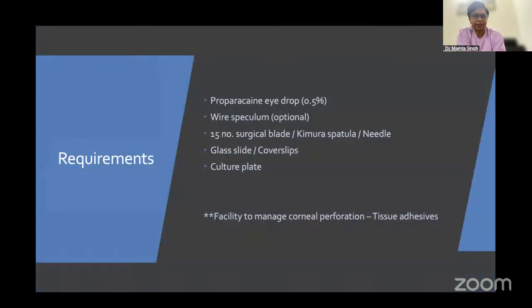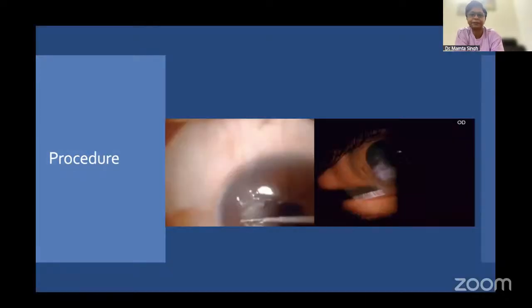The requirements are very basic, minimal, like any local anesthetic or surface anesthetic. Wire speculum use is optional. My preference is always a number 15 surgical blade, but depending, one can use a needle or spatula if it is available. For diagnostic purpose, glass slides, cover slip, culture plate, but we need to have this facility of managing corneal perforation, at least tissue adhesives should be there.